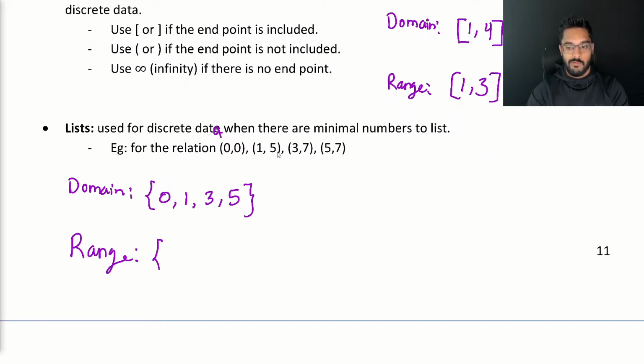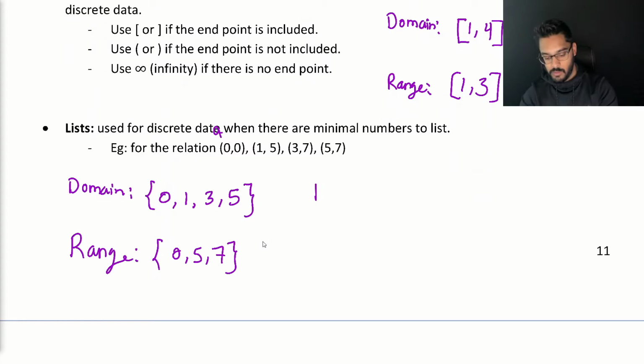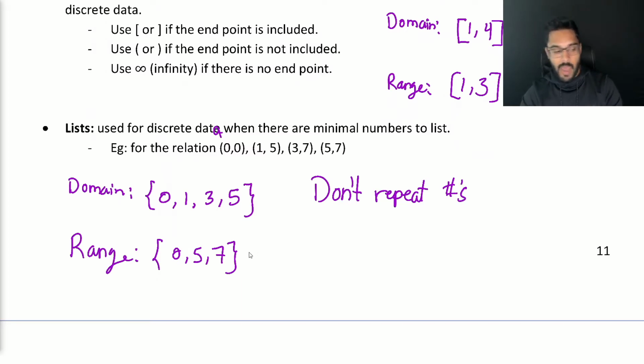So 0, 5, and 7 are our unique values for range. We don't want to repeat. Okay, so we'll even write that. Don't repeat numbers. It's like when we did our mapping diagrams in our last video, we didn't actually repeat things.